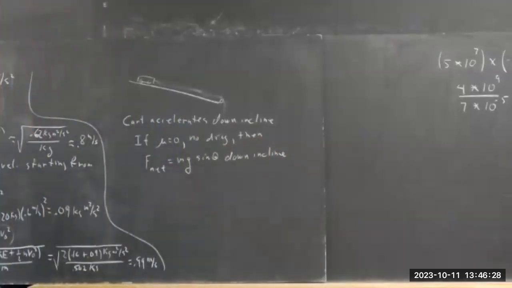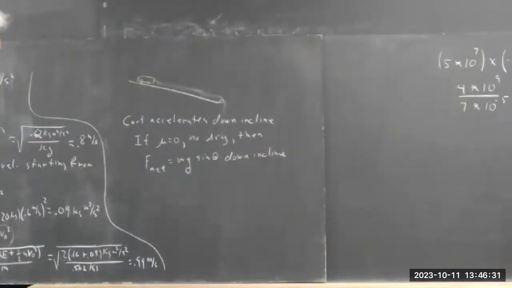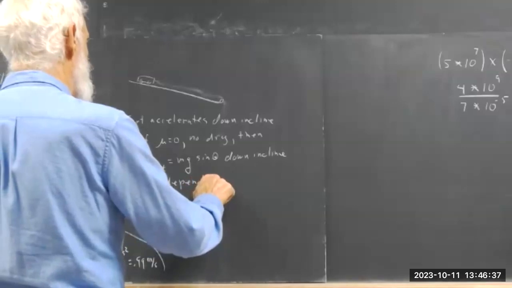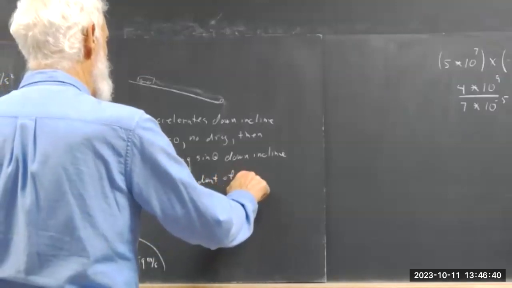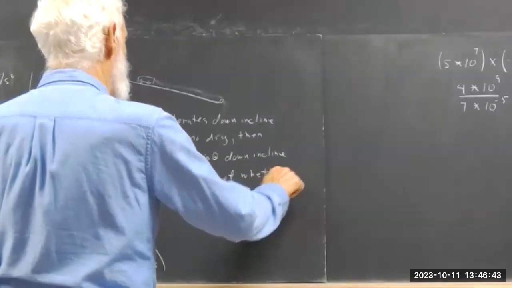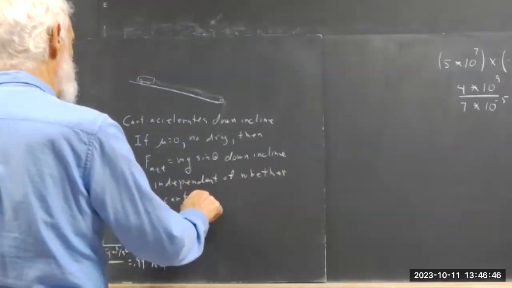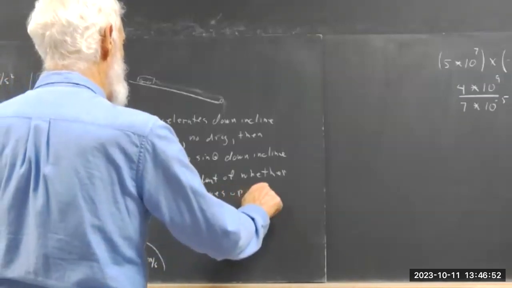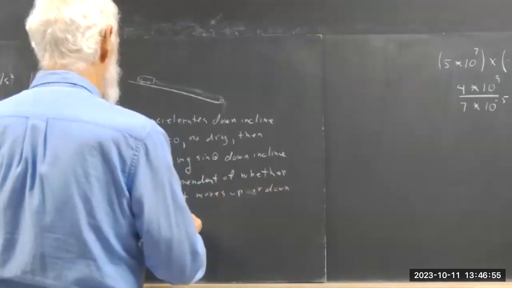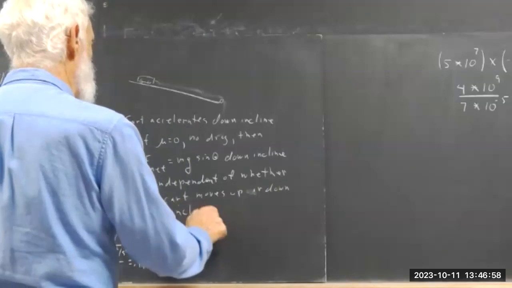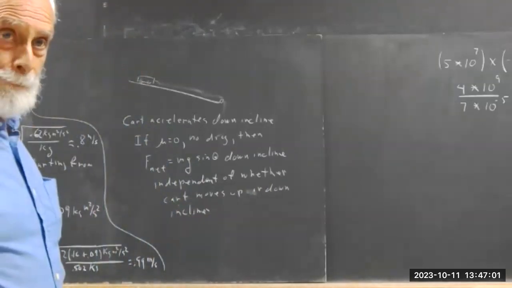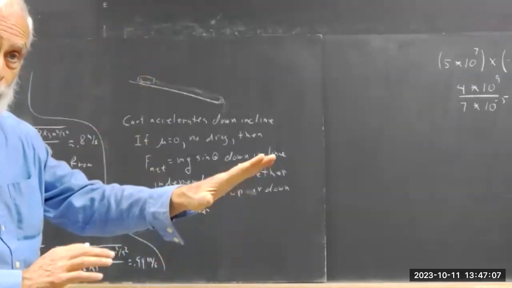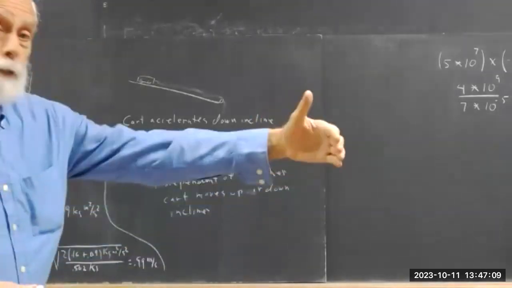Then your net force is mg sine theta down the incline, independent of whether the cart moves up or down the incline. Now, I was first talking about releasing the cart from up here, but I could easily have the ramp slope like this and give it a push. It'll go up a ways, turn around, come down.